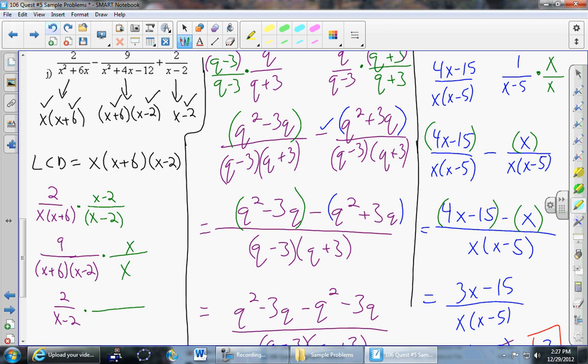Last one. I have the x minus 2, that's this one. What I don't have is the x plus 6 or the x. So we need to multiply by both. This is the one that's missing the most. So x and x plus 6. Put them downstairs so that we'll have the right denominator. Put them upstairs because we have to.